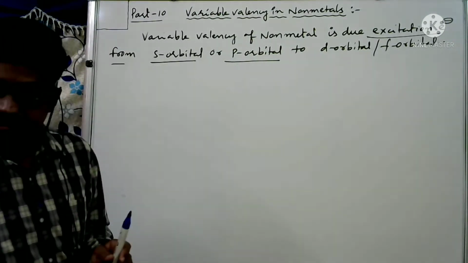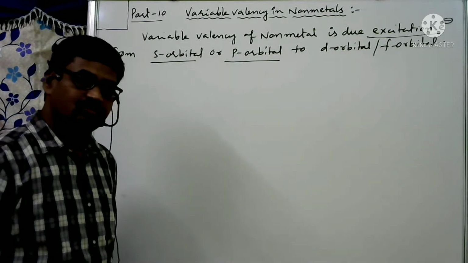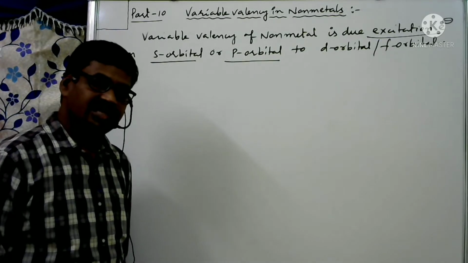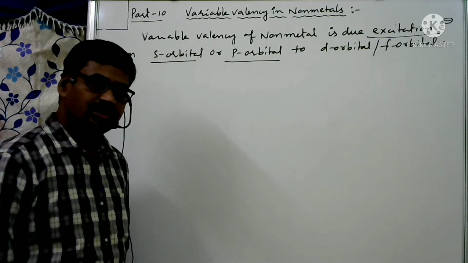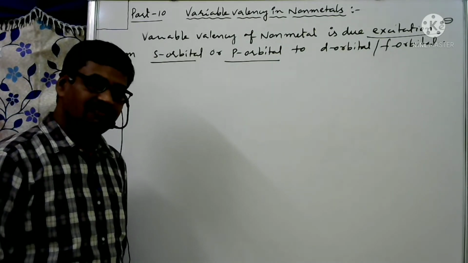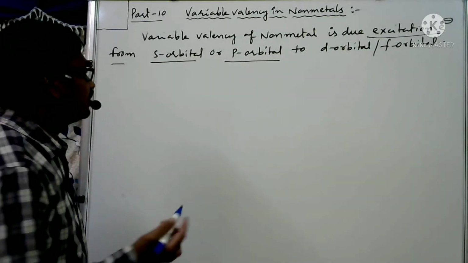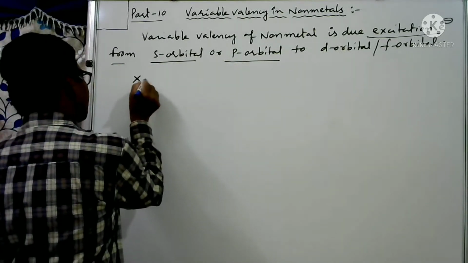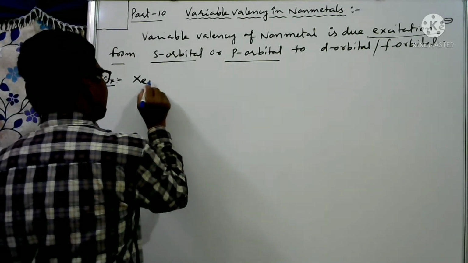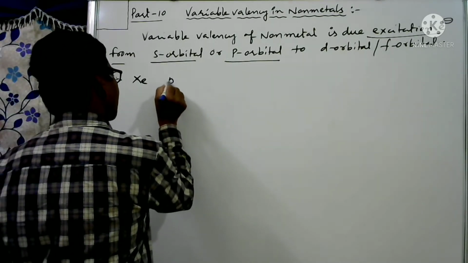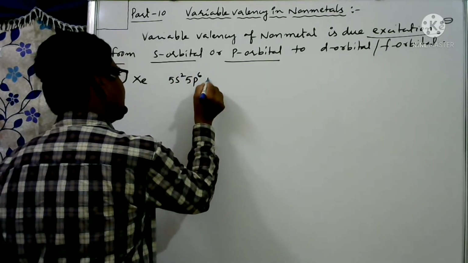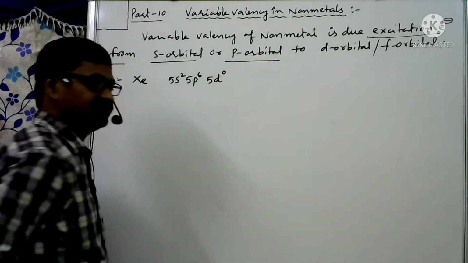Among the inert gases, the noble gases, the 18th group elements, xenon can form compounds due to its very large size, very low ionization potential and more electropositivity. It can form bonds with more electronegative elements like fluorine or oxygen. So, how many bonds can it form? Xenon, one more example I am taking here. Here 54, and the electron configuration I am taking is 5s2, 5p6, and here 5d0 we can write.